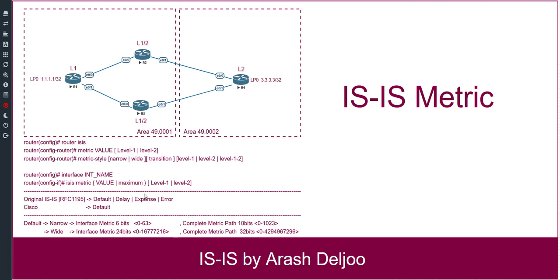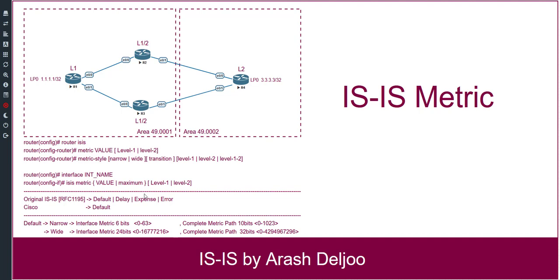IS-IS metric. In this video, I'm going to talk about how IS-IS calculates the metric for a path, how IS-IS calculates the metric for one interface, and how we can configure the metric or metric style. This is one of the important videos for understanding the function of IS-IS, because in every show command, for example, show ip route or other shows, show isis database, you will see the metric. You should understand the metric calculation procedure in IS-IS.